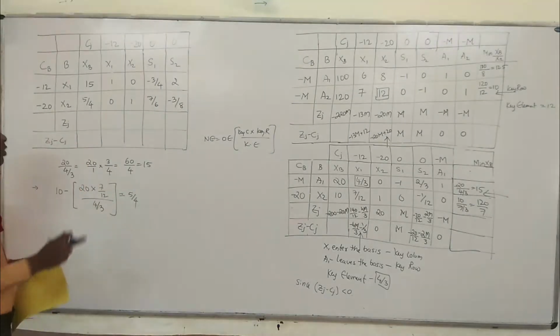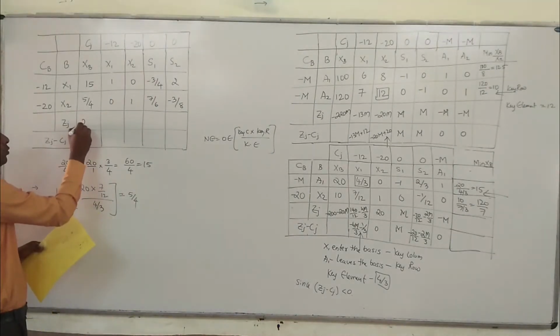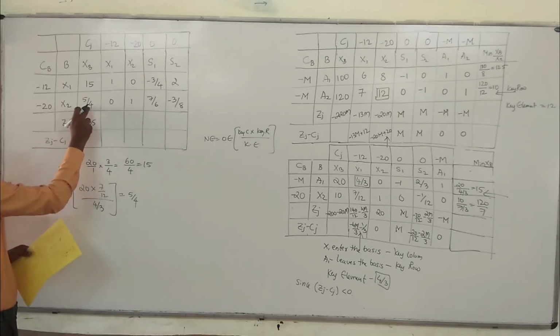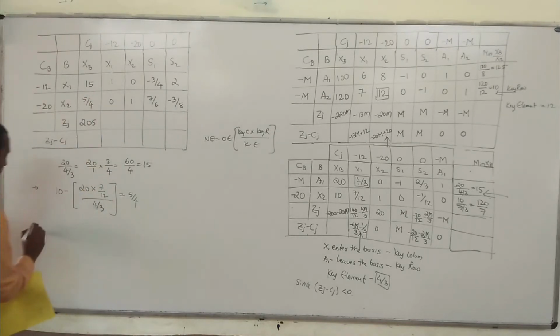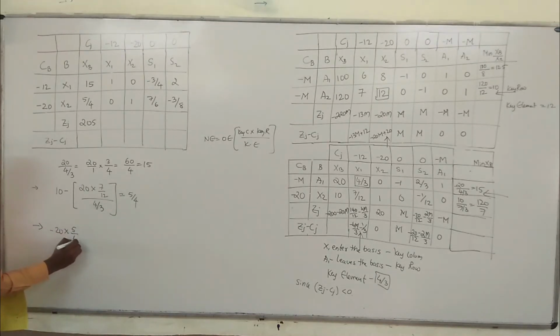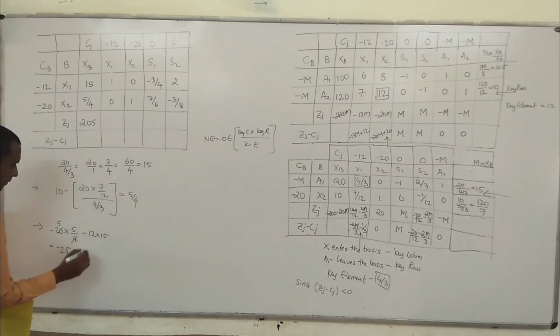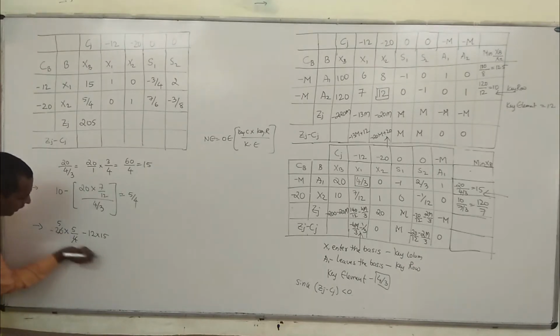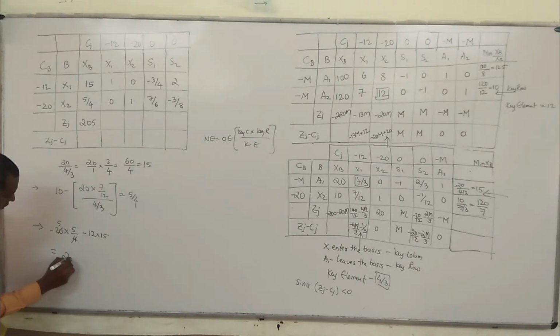Now we are supposed to find the value of Zj. So Zj is 205 here. So this into this plus this into this. That is, let me write, minus 20 into 5 by 4 plus minus 12 into 15. How much is it? Minus 25 minus 12 into 15. Fine. So the whole answer will become, I think, minus 205.